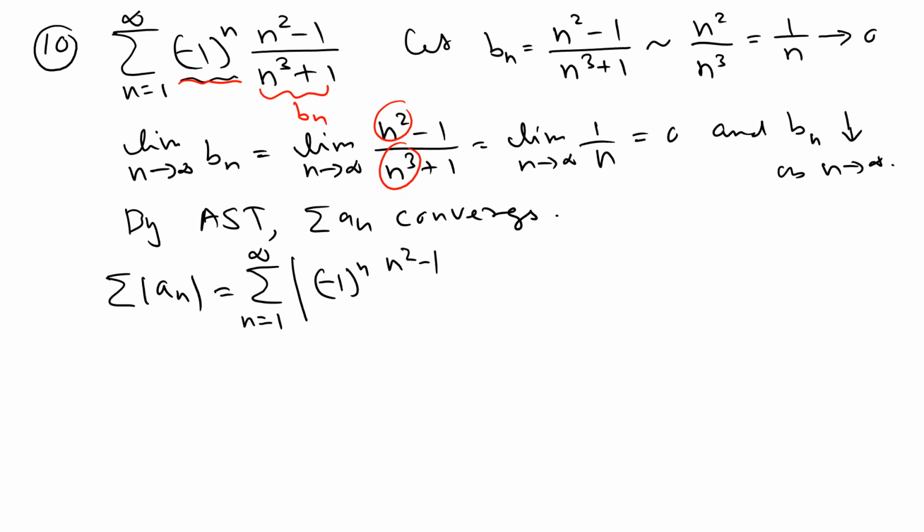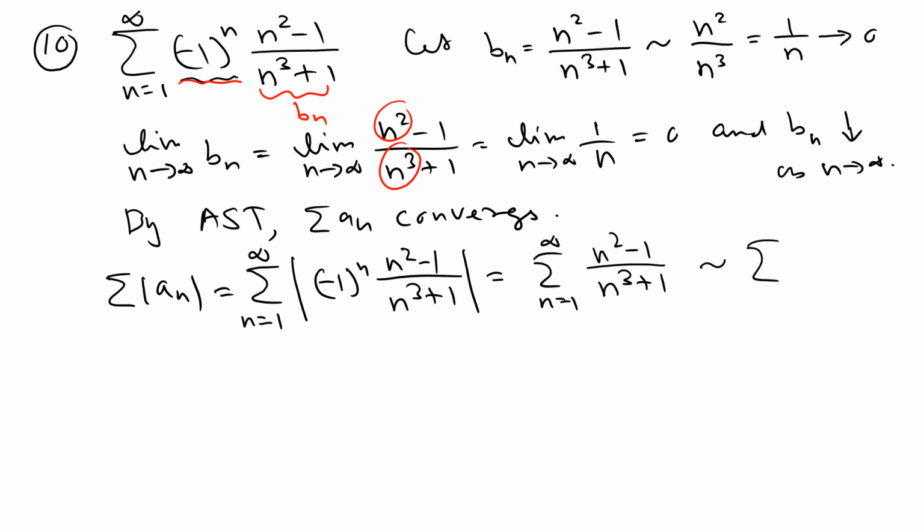So n squared minus 1 over n cubed plus 1. That means the negative 1 to the n term gets cancelled out, so you get n squared minus 1 over n cubed plus 1. And you can see that, if you consider the dominant term, we're going to consider this one with sigma 1 over n. That means we can use the limit comparison test for this problem. You can't use a direct comparison here because it's going the other way. What we can do is try the limit comparison test.